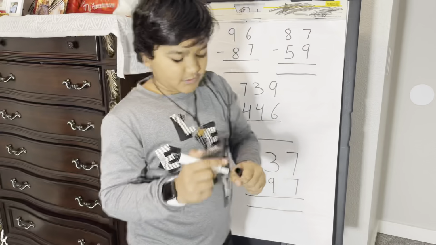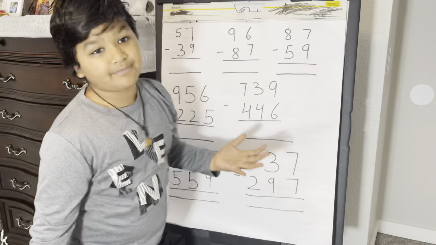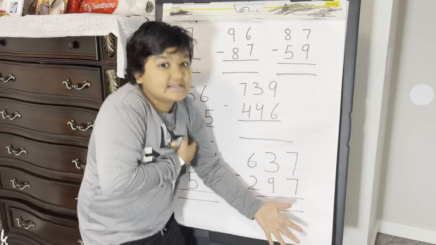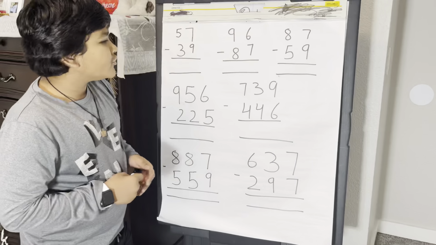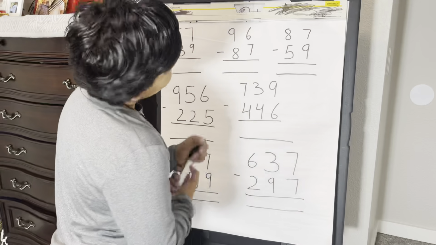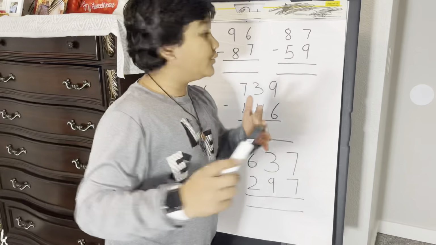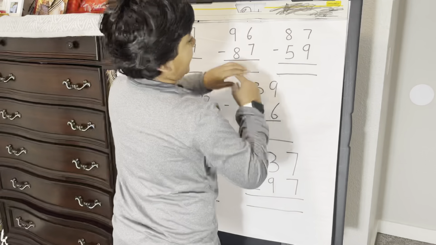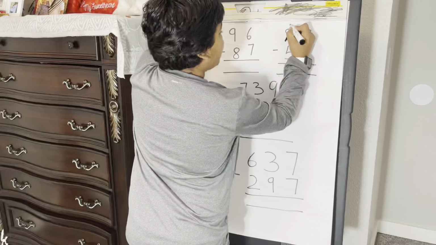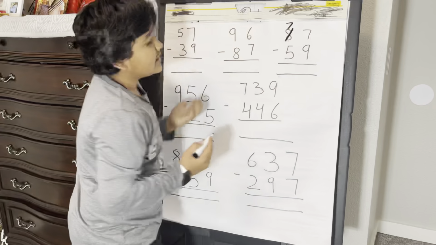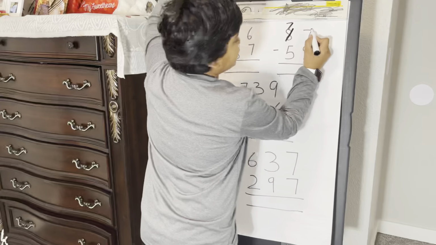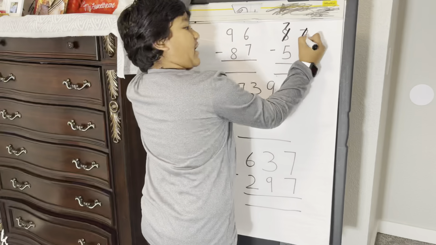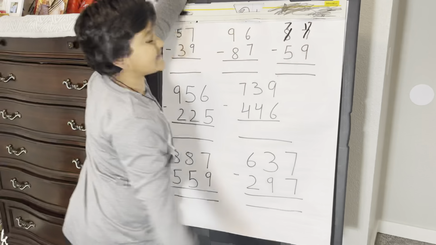7 minus 9 equals, can't do it, right? Because if we have 7, we can't take 9 away because that doesn't make sense. So it won't work. So what we have to do, instead of the 1s, we have to jump over to this side and go to the 8. So then we cross that off, and then that would become a 7 and not an 8. And then we cross this off, since that was in the tens place, and we took a 10 over here, and it would be a 17.